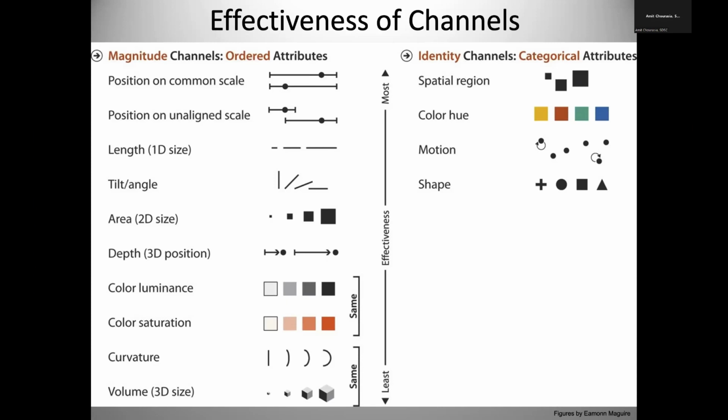We covered that we can create visualization from fundamental items or channels, and those are in two different categories. One is the identity channel, which is suitable for mapping categorical attributes. And then the magnitude channels are suitable for mapping ordered attributes. And there is an effectiveness order that is available to us, so we can employ these in that order based on what we are working with. This essentially provides us a nice cheat sheet to pick the channels based on effectiveness.